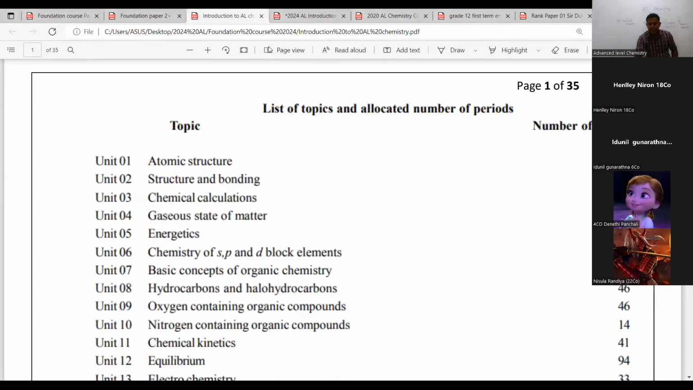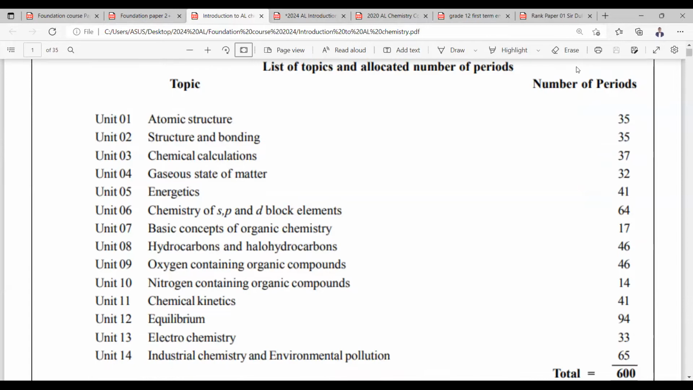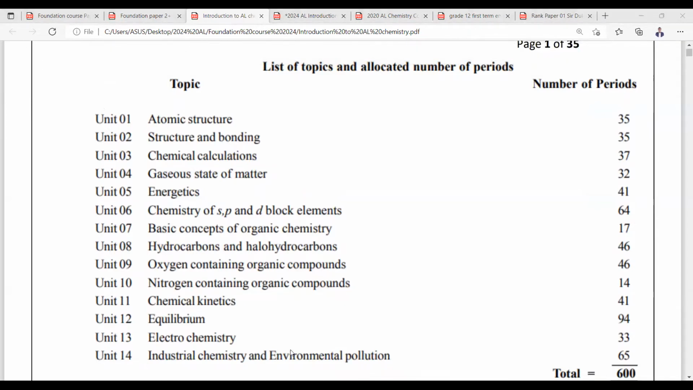So these are the units, right? Now we can see the units on your screen. There are 14 units. So we're going to categorize those 14 units under these four columns. Under these four columns, the first one is atomic structure.